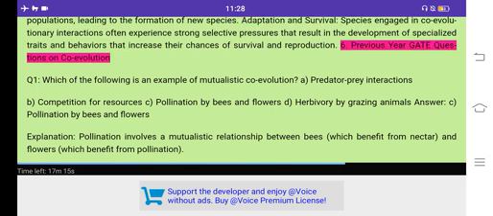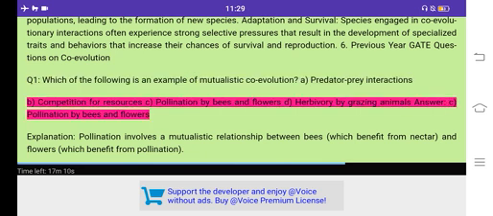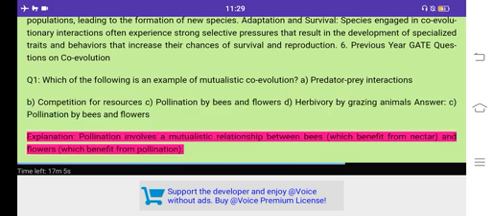6. Previous year questions on coevolution. Q1. Which of the following is an example of mutualistic coevolution? A. Predator-prey interactions. B. Competition for resources. C. Pollination by bees in flowers. D. Herbivory by grazing animals. Answer. C. Pollination by bees in flowers. Explanation. Pollination involves a mutualistic relationship between bees, which benefit from nectar, and flowers, which benefit from pollination.